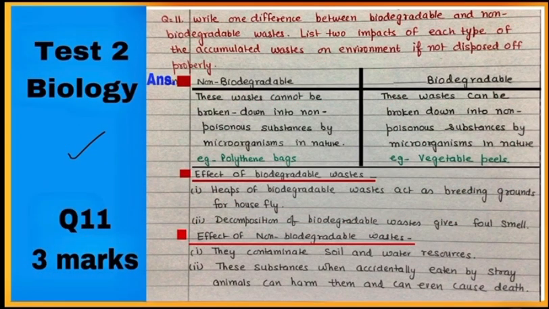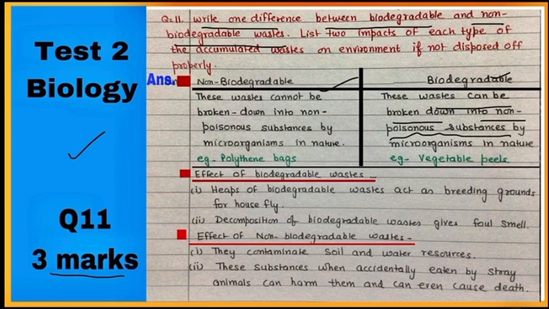Question number 11. It is of 3 marks. Now read the question. Write one difference between biodegradable and non-biodegradable waste. This is the difference: non-biodegradable and biodegradable. The waste which can be broken down into non-poisonous substances by microorganisms in nature, they are called as biodegradable waste. Example: vegetable peels. And what are non-biodegradable waste? These waste cannot be broken down into non-poisonous substances by microorganisms in nature.